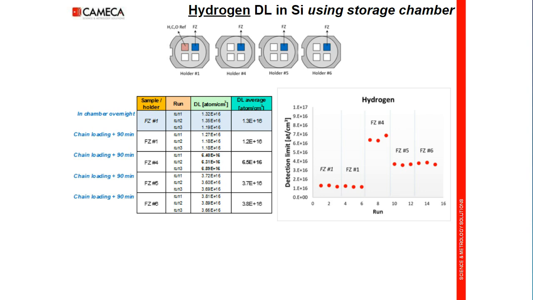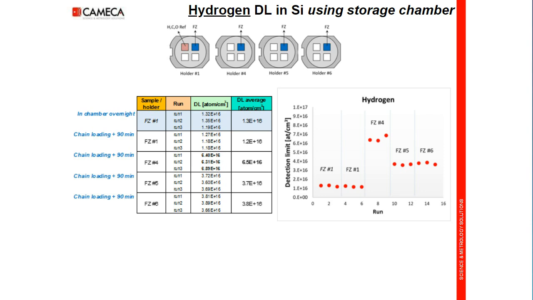Then an automated chain analysis sequence was started on the 4 sample holders: 1 again, then 4, 5, and 6. 3 runs were performed on each sample. Analyses were started 90 minutes after loading a holder into the analysis chamber.